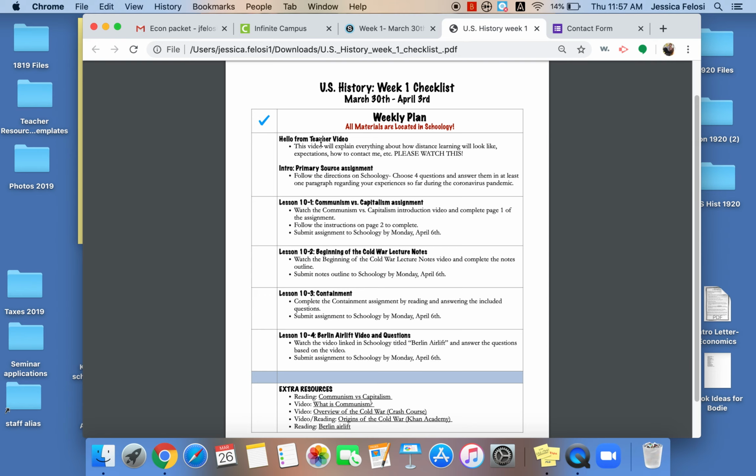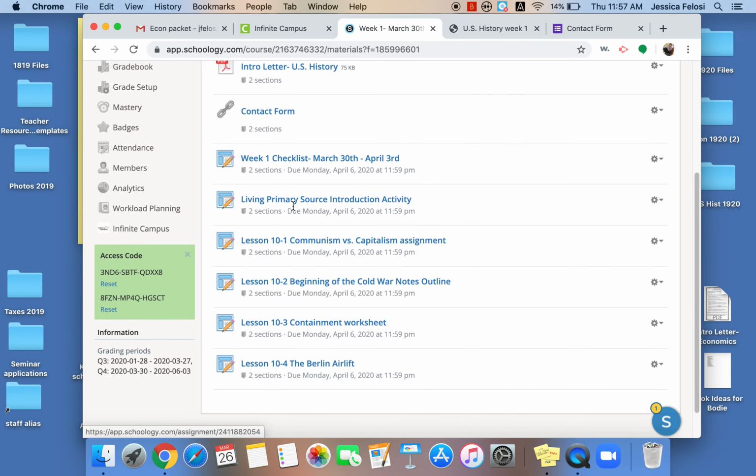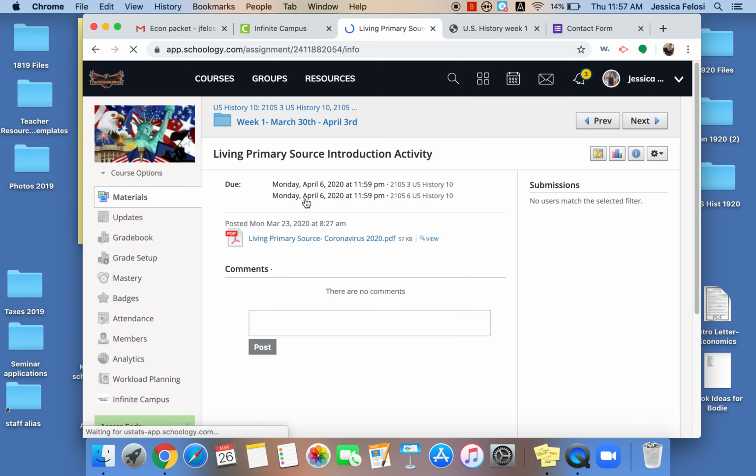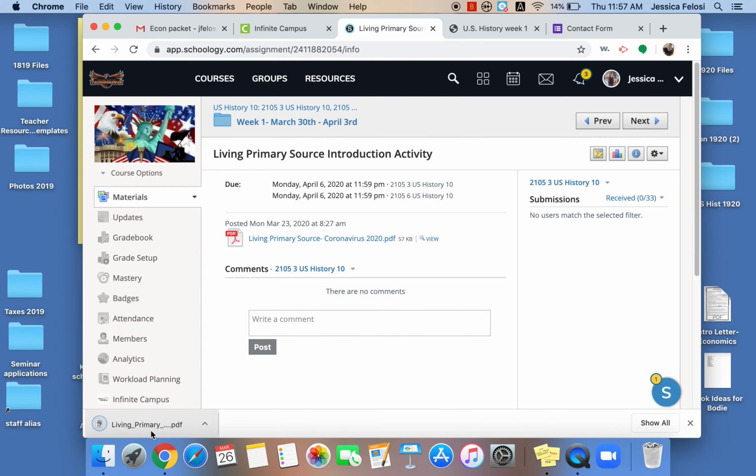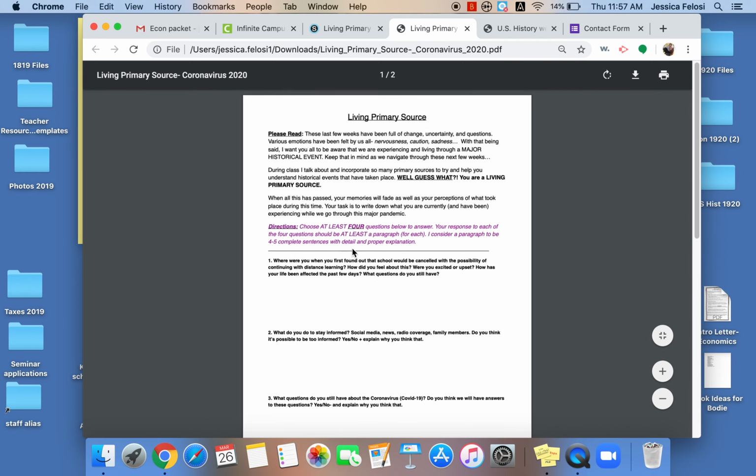The second assignment I have for you is a primary source assignment. The directions are included in Schoology. You can look here, it says Living Primary Source Introductory Activity. What I'm looking for you to do on this assignment is think about the situation we're in right now, which is really tough, and there's lots of things going on, but it's also a time to think back and say, you know what, this is a major historical event. We're going to look back 10 years from now, 20 years from now, when you're grandparents someday, and you're going to be telling your grandkids, I was alive during the coronavirus pandemic. That's an important thing to think about, that this is a major historical event.